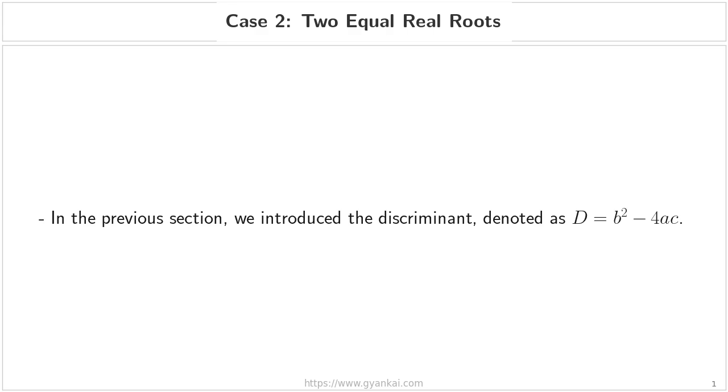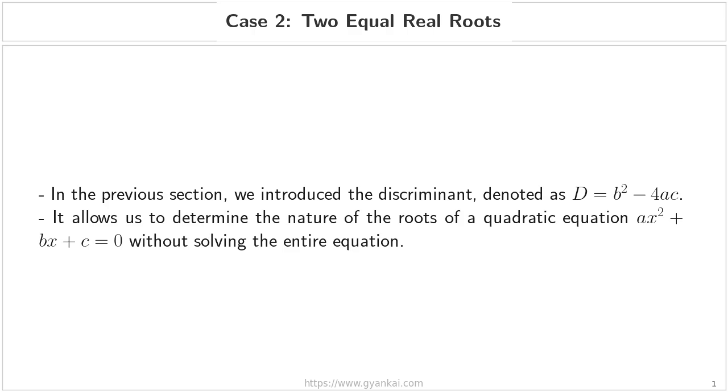Welcome back, everyone. In our previous lesson, we introduced a very powerful tool called the discriminant, which we denote as D, where D equals b squared minus 4ac. As we discussed then, this value is incredibly useful because it allows us to determine the nature of the roots of a quadratic equation, specifically x squared plus bx plus c equals 0, without us having to go through the long process of solving the entire equation.